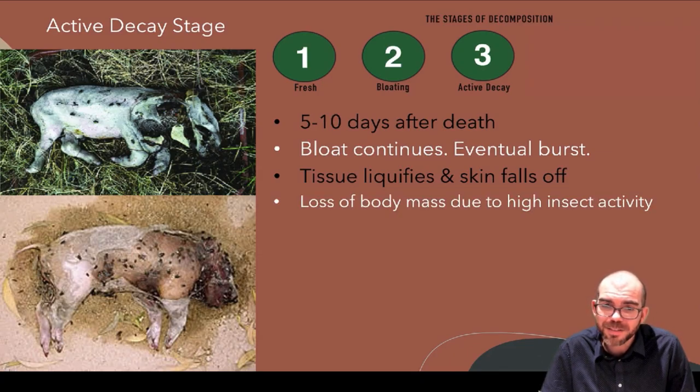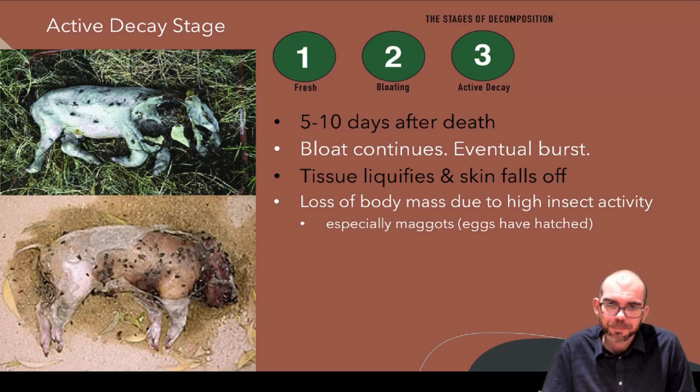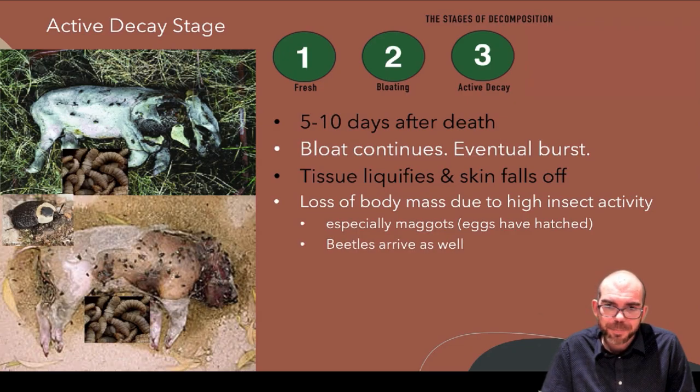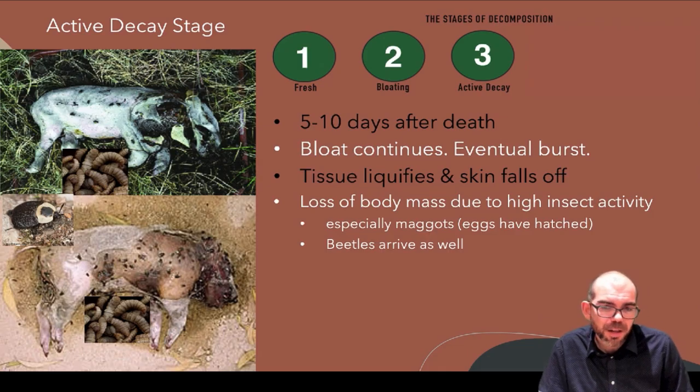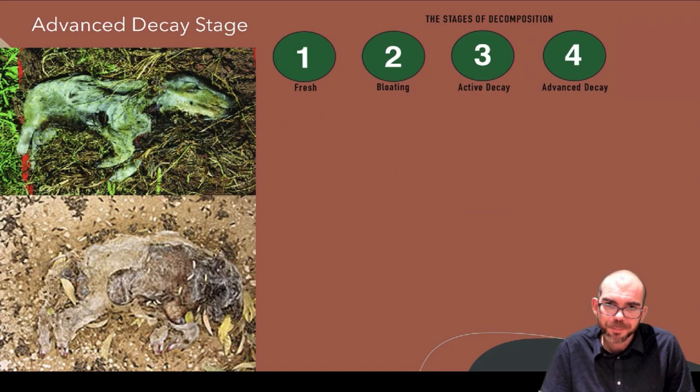You're going to have a massive loss of body mass during this time because this is the highest point of insect activity. Multiple different insects are going to be eating the body and assuming that mass. Especially maggots. Maggots and larvae, like we saw with the larval stage, eat and eat and eat. Beetles often arrive at this phase as well. Beetles don't come in first, flies always do, but beetles will arrive later and feast on the decaying corpse.